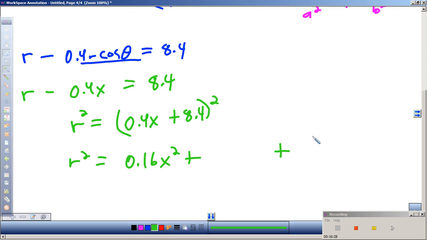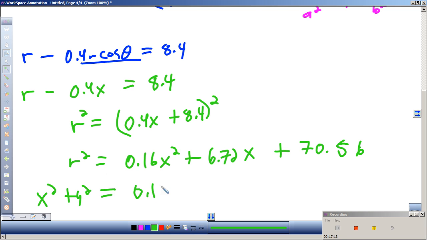Let me do 8.4 squared, and somebody else do 0.4 times 2 times 8.4. 8.4 squared is 70.56. And the middle term is 6.72x. So we got x squared plus y squared equals 0.16x squared plus 6.72x plus 70.56.